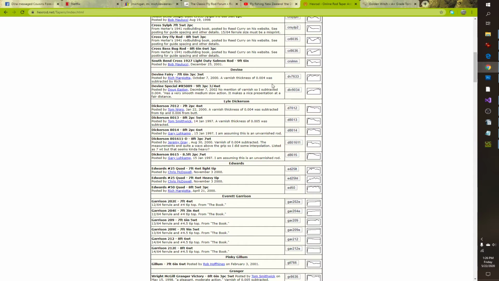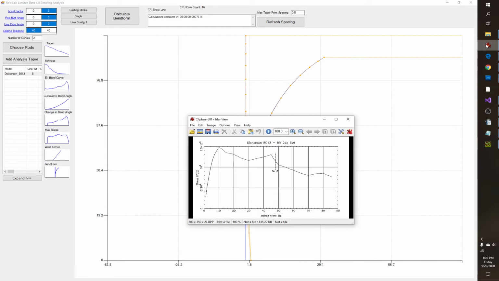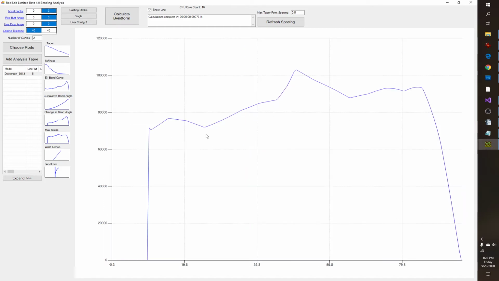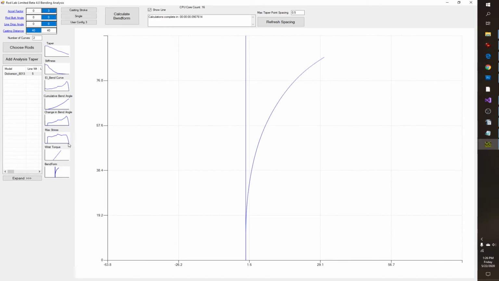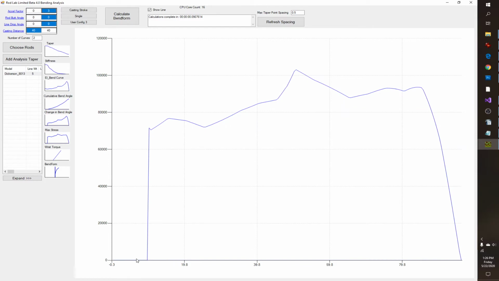If I look on hexrod.net, here's my Dickerson 8013, and here's the stress curve for that rod. I've already got that copied over here. I've got the stresses for the rod that I've just bent, the same 8013. In that first curve, where it's unbent, I have no stress because there's no force on it. But in the next one, where we do have some bending, you see I've got a stress curve calculated.